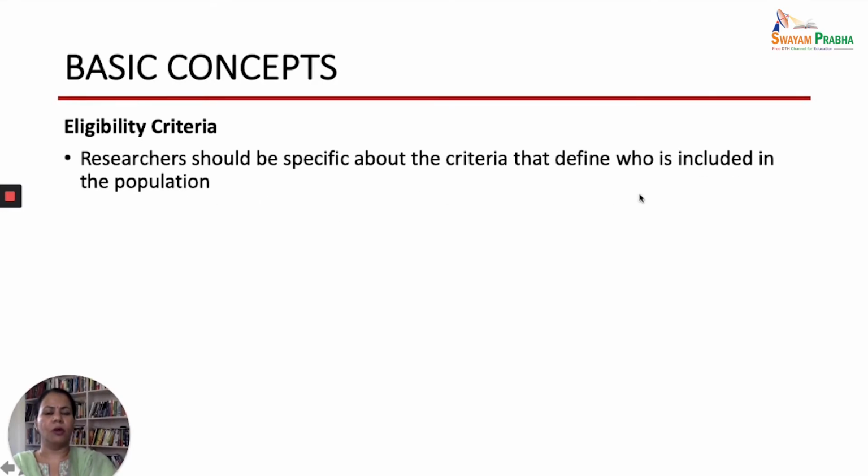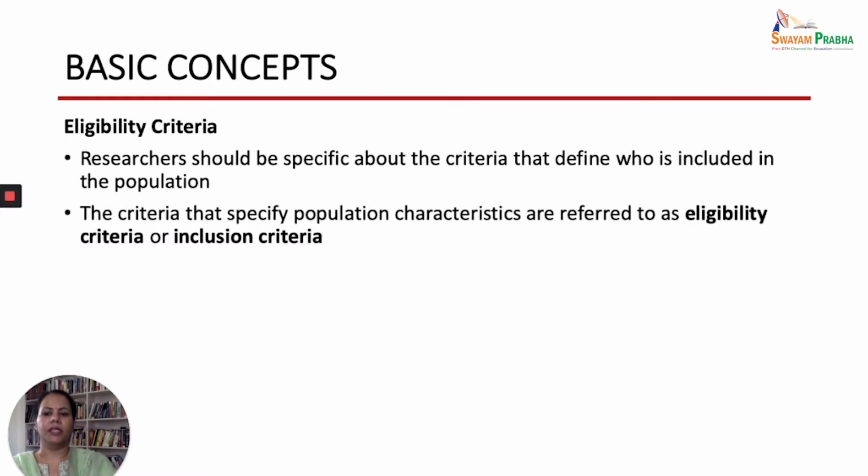So in the population, which type of the characteristics those subjects should be having. The criteria that specify the population characteristics are referred to as eligibility criteria or inclusion criteria. So whatever criteria you decide that these people with these characteristics will be included in your study, that is known as the inclusion criteria.